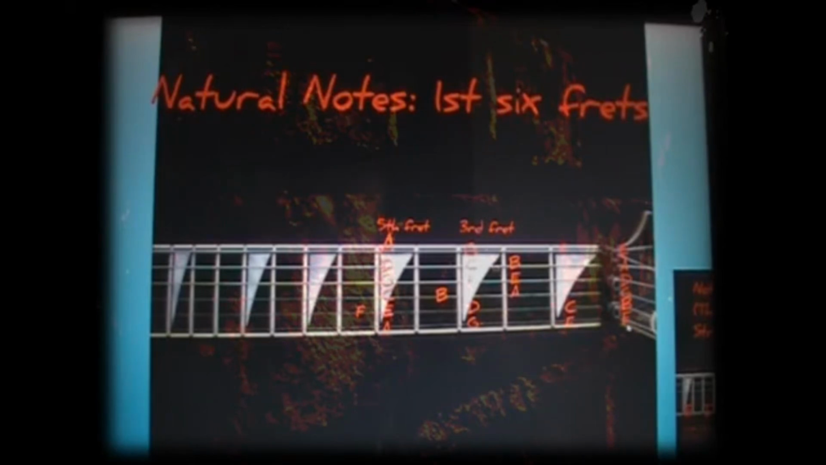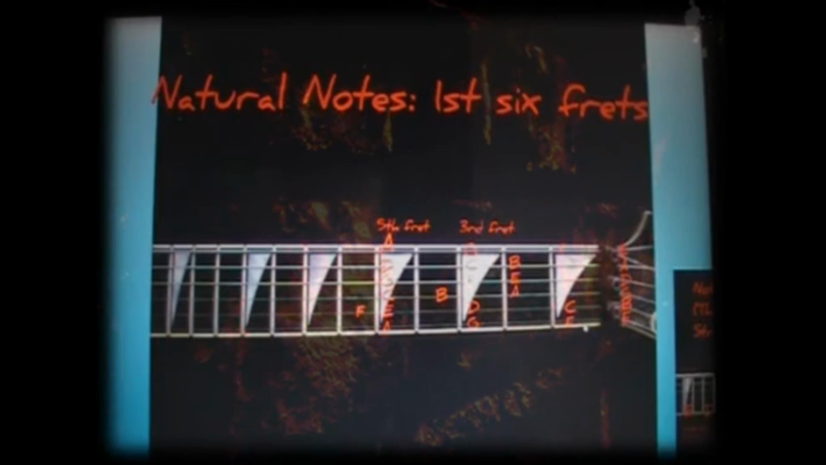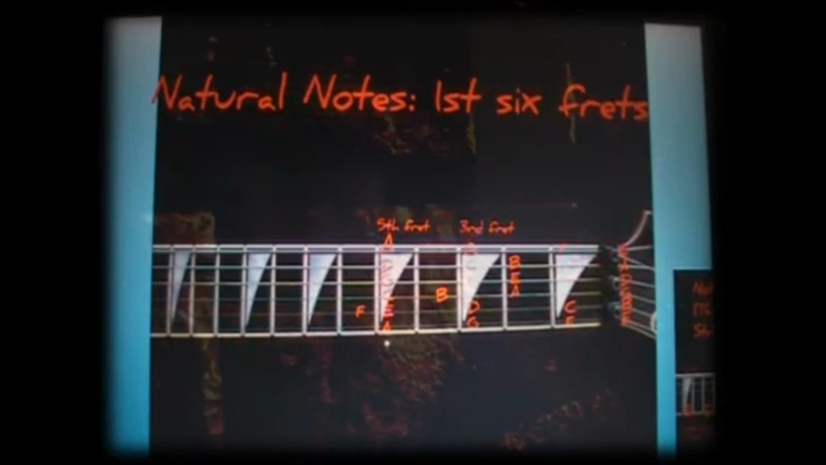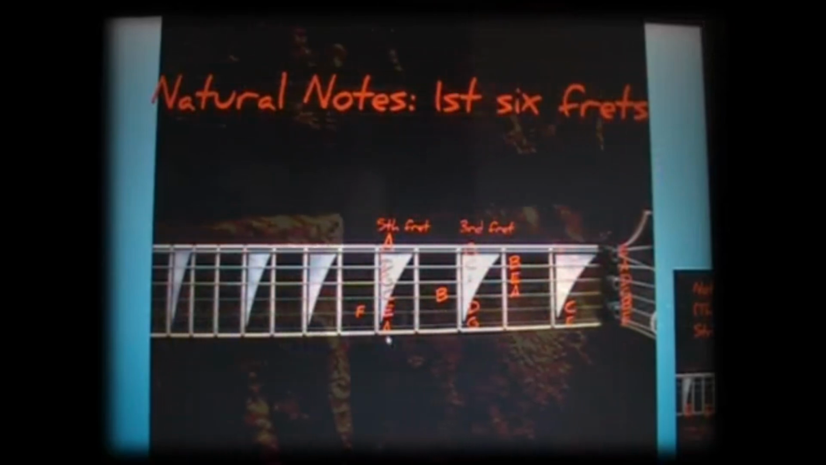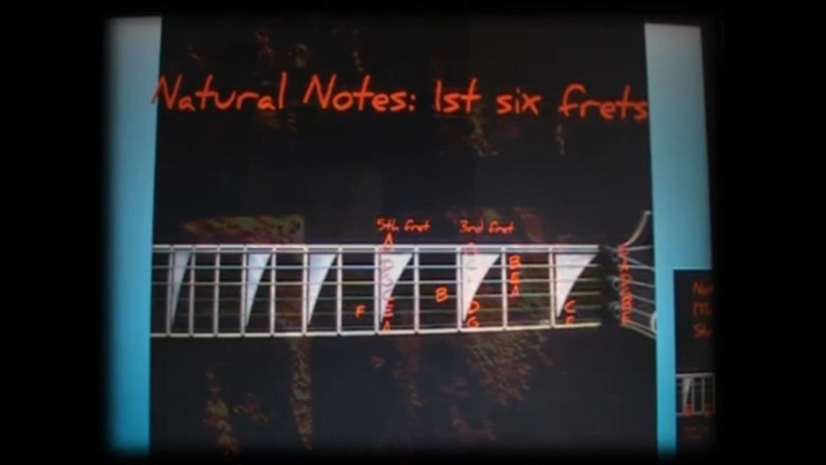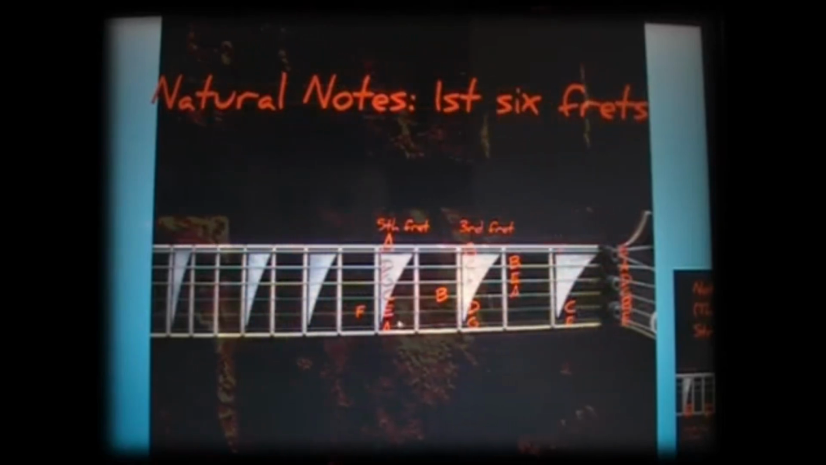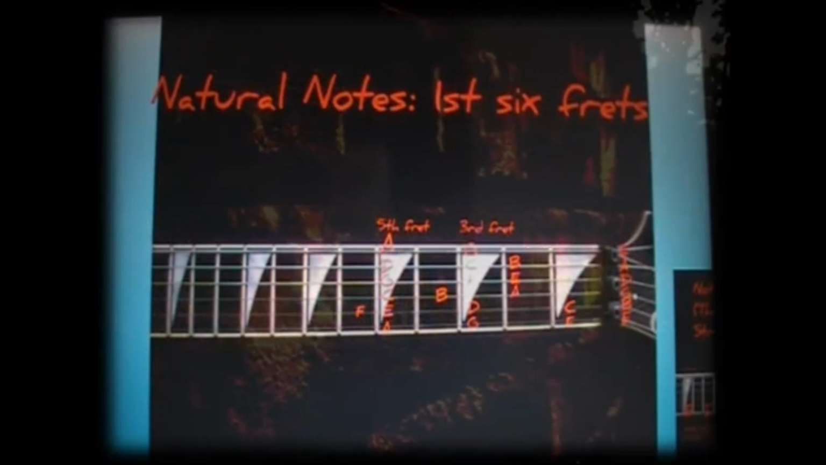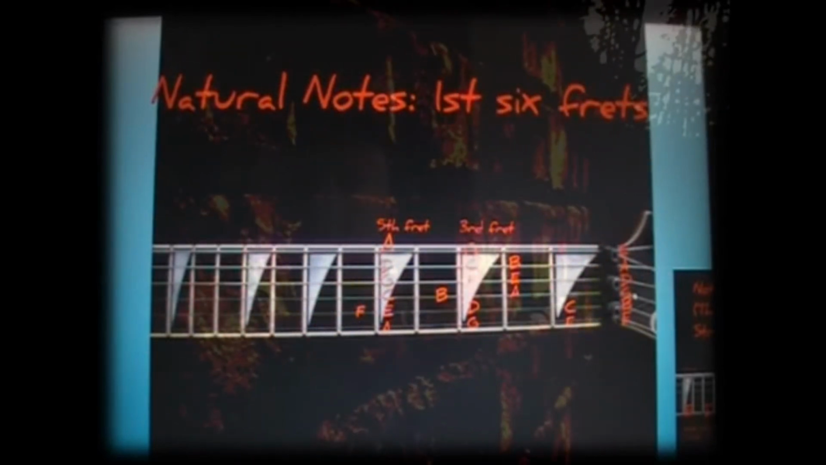Notice on the 1st string once again we have E, E to F is a half step, then F to G is a whole step, and G to A is a whole step. If we go up to the B note here, we have B to C is a half step, C to D is a whole step, D to E is a whole step, and E to F is a half step. At the G string, notice we go up to A, whole step, B, whole step, and then B to C, half step once again.